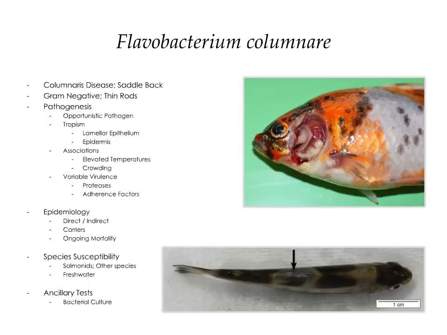Flavobacterium columnare is the agent responsible for columnaris disease, also known as saddleback. This is a gram-negative, thin, rod-shaped bacteria. Flavobacterium columnare is an opportunistic pathogen. It has a tropism for the lamellar epithelium and the epidermis. Outbreaks typically occur with elevated temperature and overcrowding. The virulence can be quite variable and is largely dependent on the availability of certain proteases and adherence factors.